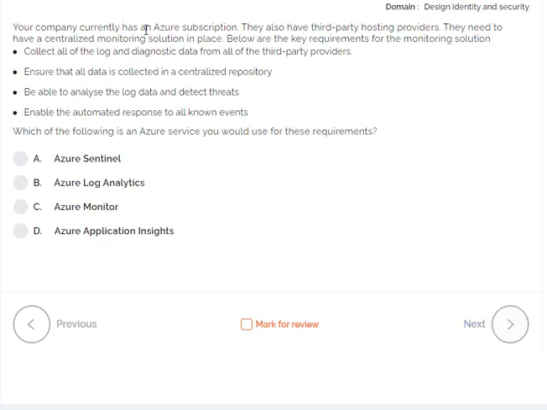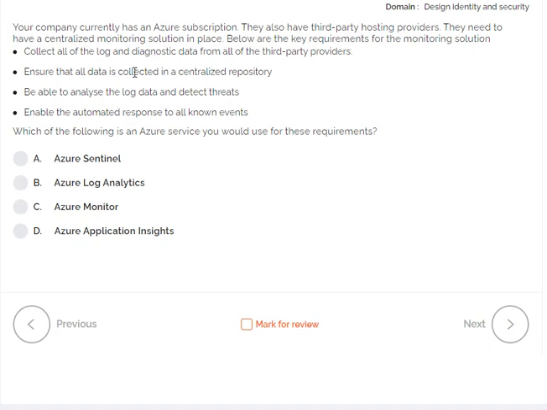Your company currently has an Azure subscription. They also have a third-party hosting provider. They need to have a centralized monitoring solution in place. Below are the key requirements for the monitoring solution. So what are the requirements? These are the four requirements. Collect all the logs and diagnostic data from all the third-party providers. We need to collect the data from different providers and ensure the data is collected in a central repository.